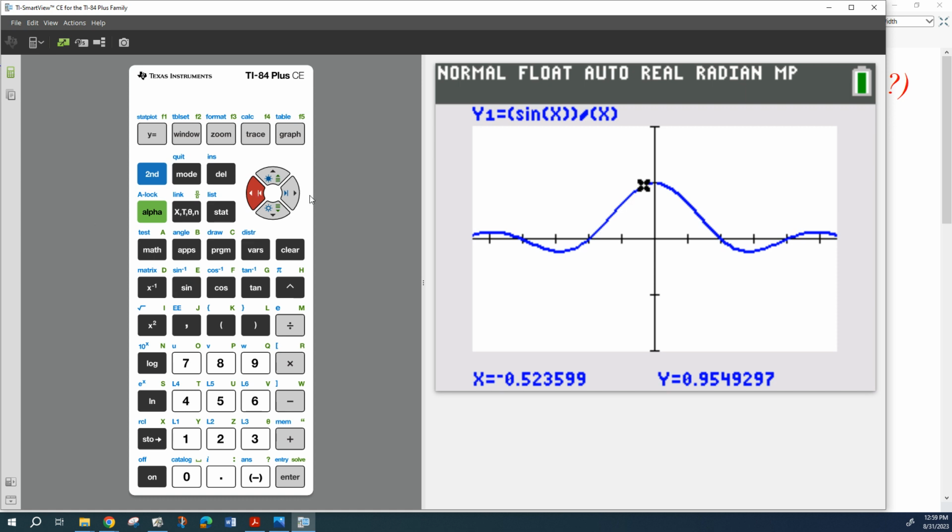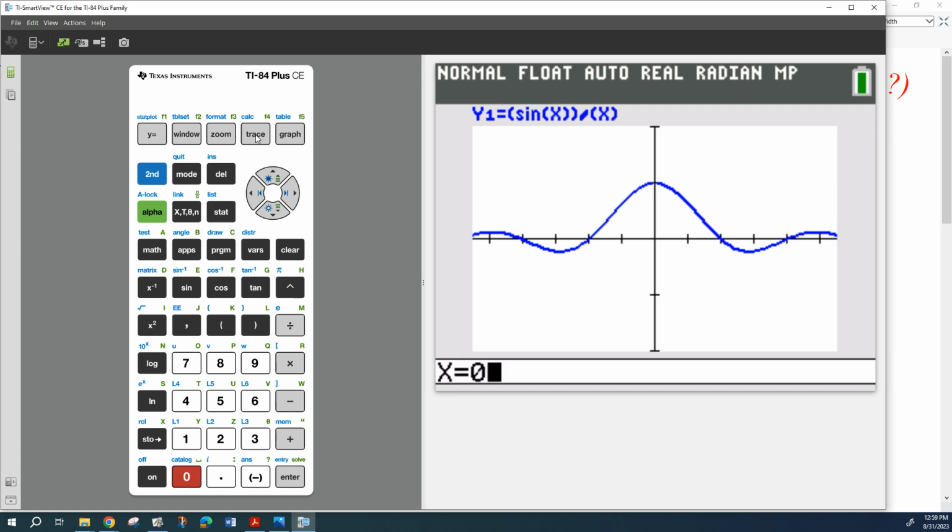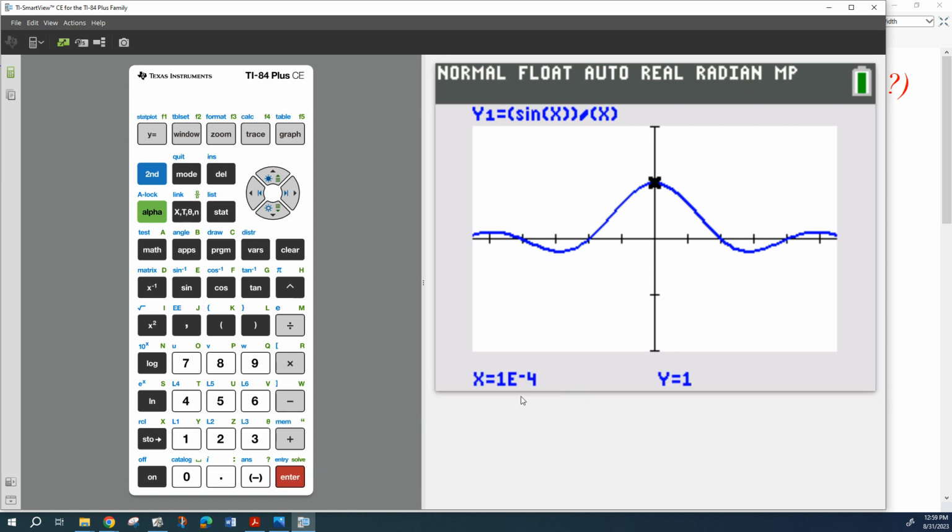All you got to do, it's real simple. It's not even that complicated. All you have to do is hit the trace button and then type an x value. So if I type 0.0001 and hit enter down here, look what it does. It puts me at that place, 1 times 10 to the -4, and y is equal to 1. Okay, everybody see that? So you can specify values. You don't even have to just trace along with the arrows. You can type in an x value after you hit trace and then hit enter, and it goes to that point.